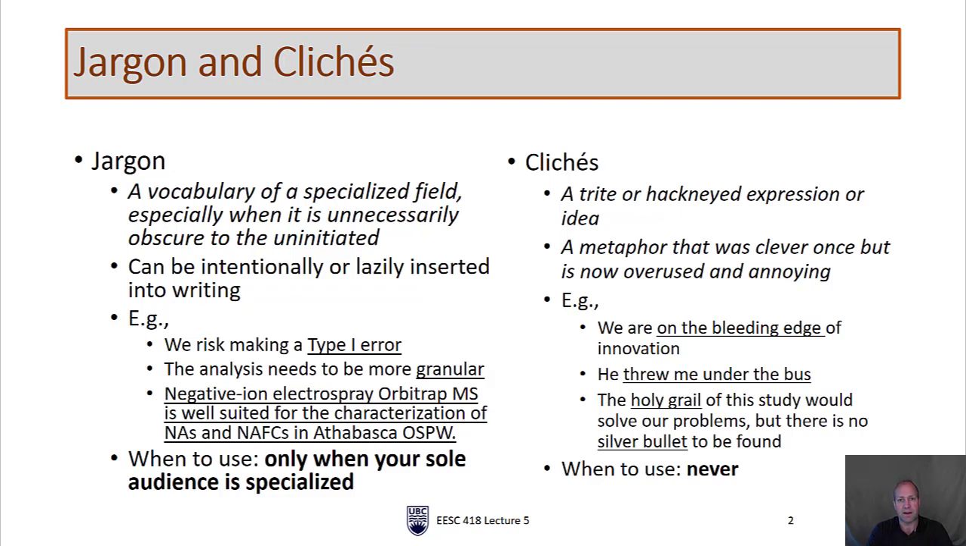But in our technical writing, we actually need to think about what we're saying very carefully. And if we're using cliches, we need to use a more precise term. So for example, we're on the bleeding edge of innovation. This was once a clever saying. Now it's kind of hackneyed. He threw me under the bus. I would hope to never see something like that in a technical document. The holy grail of this study would solve our problems, but there's no silver bullet to be found. Again, once clever, these terms are now highly overused. So when to use them? Pretty much never in technical writing. In your own everyday language, no problem.